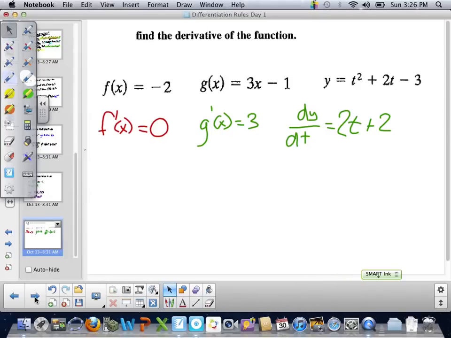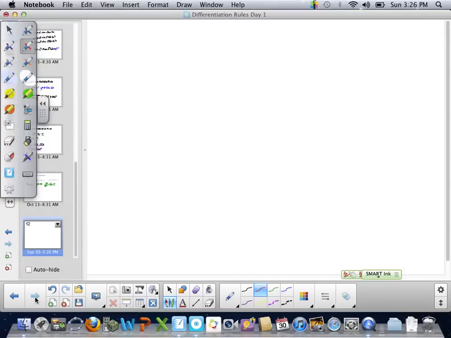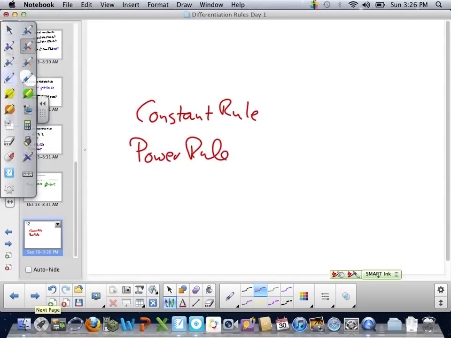So in conclusion, the 4 rules we talked about were the constant rule, which says the derivative of all constants is 0. The power rule, which is if f of x equals x to the n, the derivative would be n x to the n minus 1.